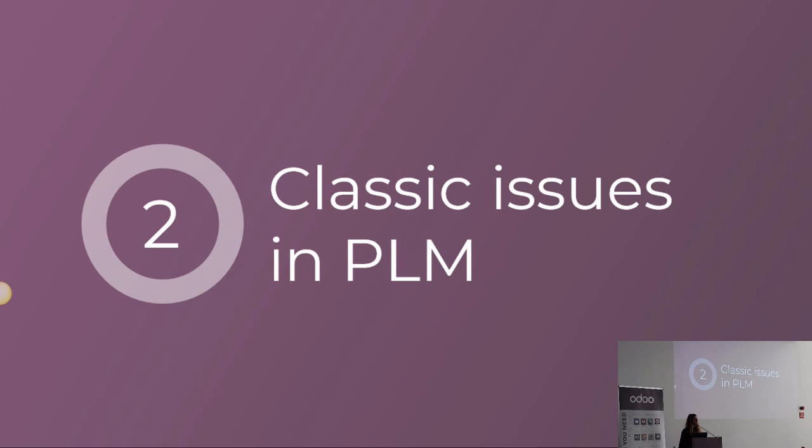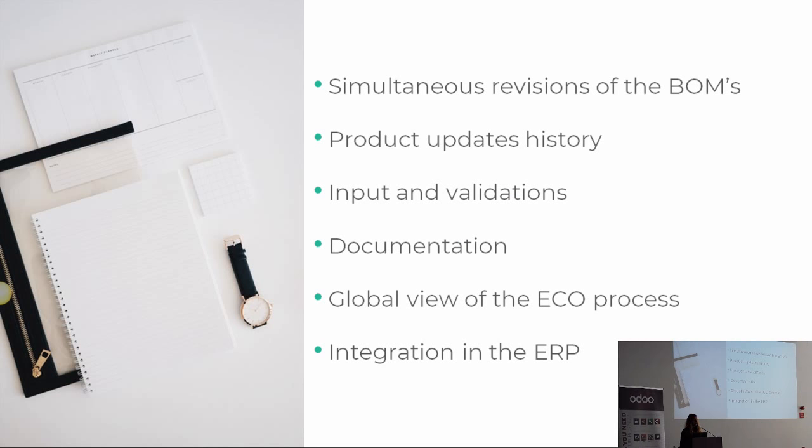So that's it. But what are the classic issues you can encounter in product lifecycle management when doing it with paper or no integrated solution? So first of all, most of the time you will have simultaneous revision of the bill of materials. So you will have different people working on the side on their own functionalities or specialization. So you could have different engineers working on their own file, making their improvement, and then you will have to get all the information integrated in one file and use it.